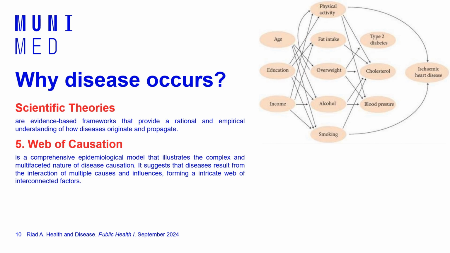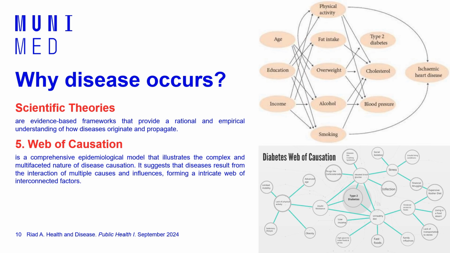So all these interactions that you can see here in this map should be visualized like this in order to decide what are the interventions that are suitable for your communities or your individuals in terms of disease prevention or disease control. This theory can be applied to any kind of disease that we see today, and each disease has its own web of causation model.